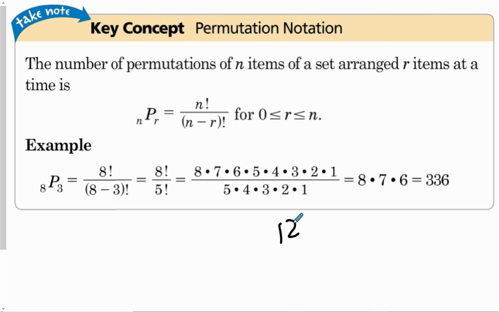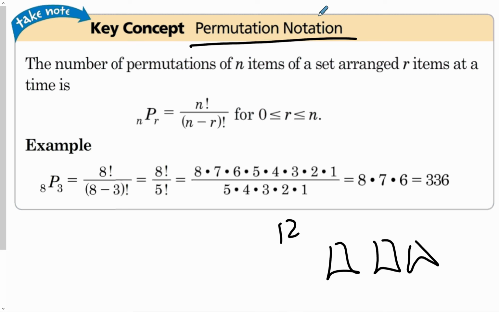How many ways can you arrange 12 books? Well, what if I only have 3 spots for them? Then how do you do it? That's where this notation comes in, this permutation notation.